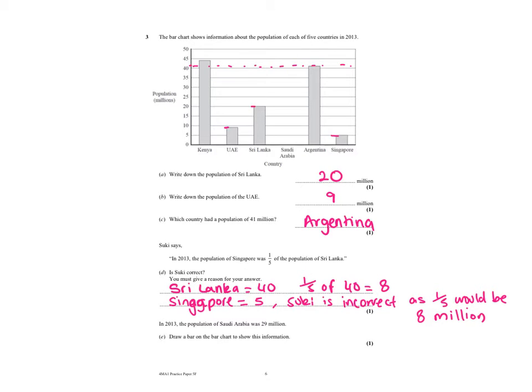In 2013, the population of Saudi Arabia was 29 million. Draw on the bar chart. Now, we've got to make sure that we use a ruler. And we have 29 million, so we're going to have a look where that goes. So it's just below 30. Draw a nice straight line. Oh, that was a terrible straight line. Let me get the ruler out again. There we go. Nice and simple.